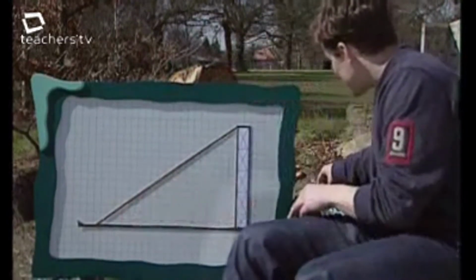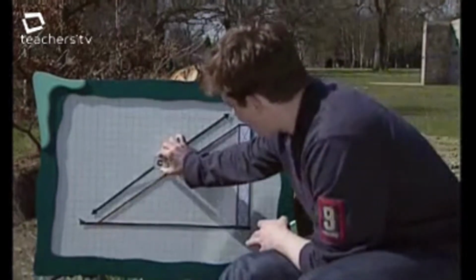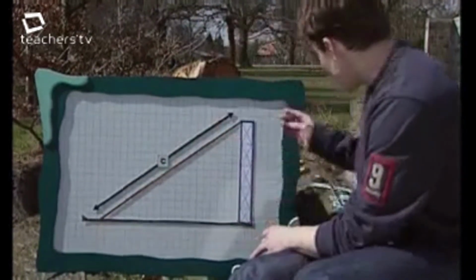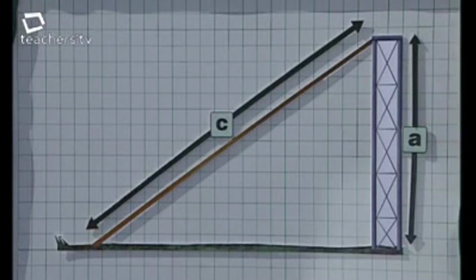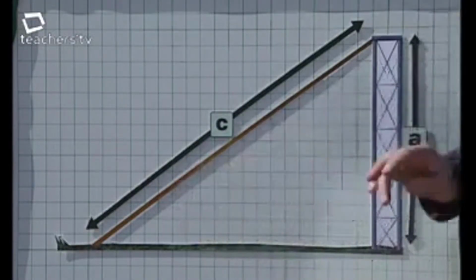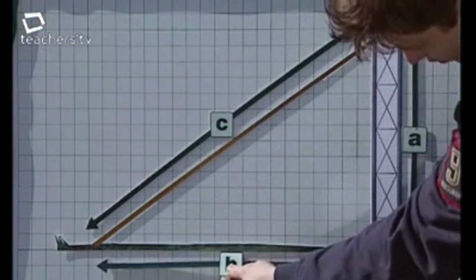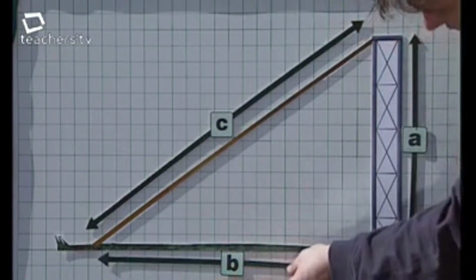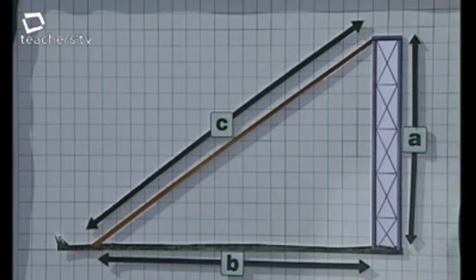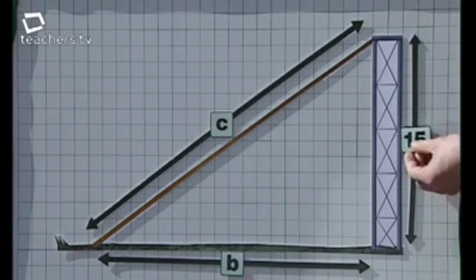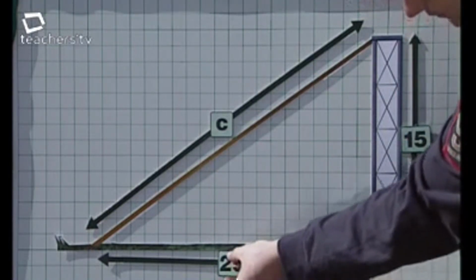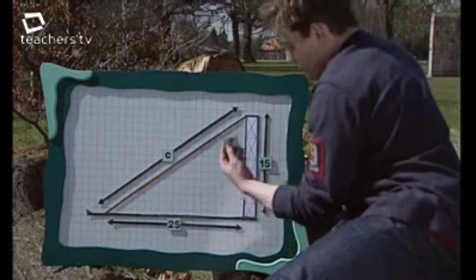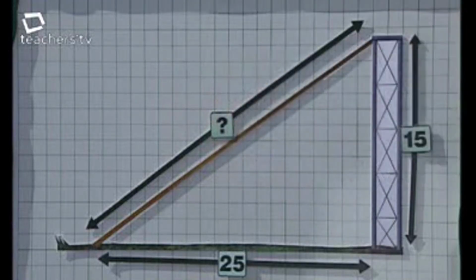The rope is the hypotenuse, so we're going to label that C. The height of the tower is A, and the distance from the tower to the anchor point shall from this point forward be known as B. Now we already know that the height of the tower is 15 metres, and we also know that the anchor point to the tower is a distance of 25 metres. But we don't know what C is.